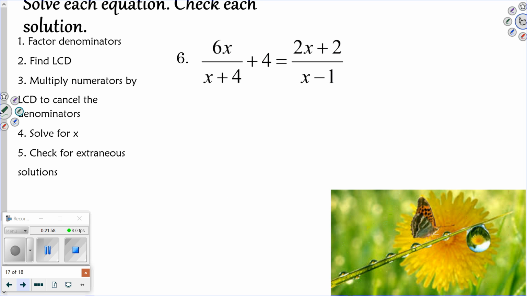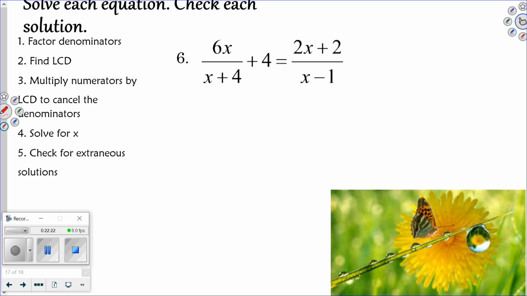Number 6. Last one, right? Can you try this one on your own? All right, go ahead and try it on your own, guys. So step 1, factor denominators. Did we have to do that? Nope, didn't have to factor them. Step 2, what's your LCD?